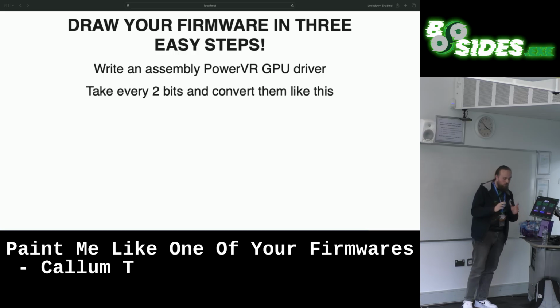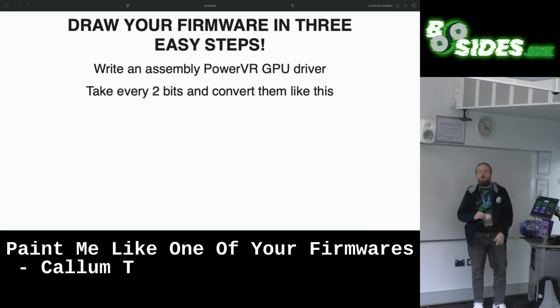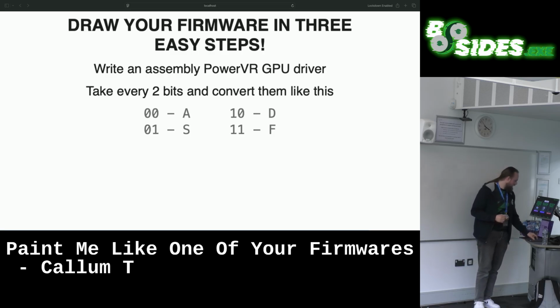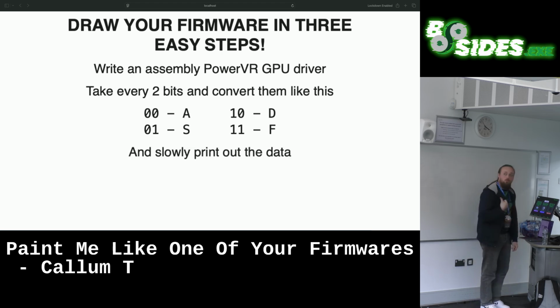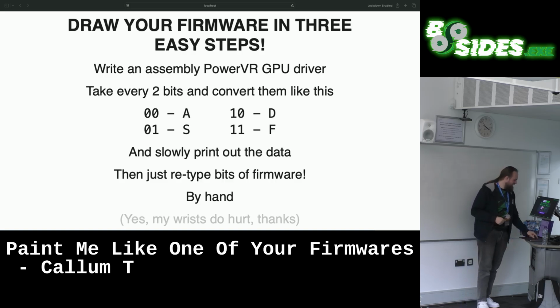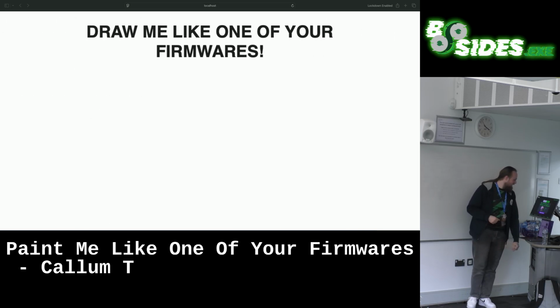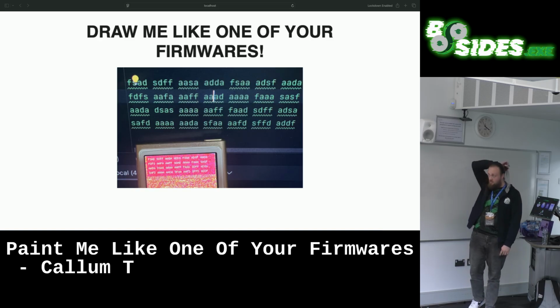And then if we take 2 bits of data, you can map them into 4 characters by just making a lookup table. So I actually used that lookup table because you can type it with one hand, which is really useful because you slowly can print the data onto the screen and then retype it by hand. Which looks like that. Repeat indefinitely.